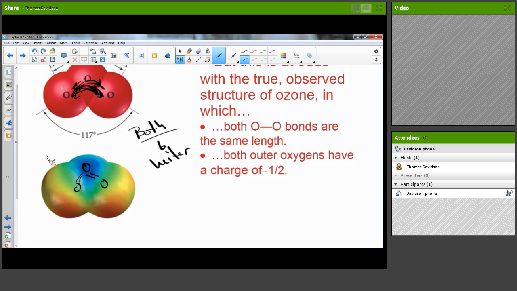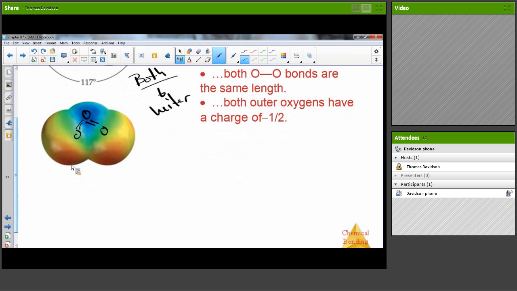Right. Now, these are drawn a little bit weird. Ozone wouldn't really be drawn as a double bond anywhere. It would actually be drawn like this. All right? Seems weird, but it's okay.